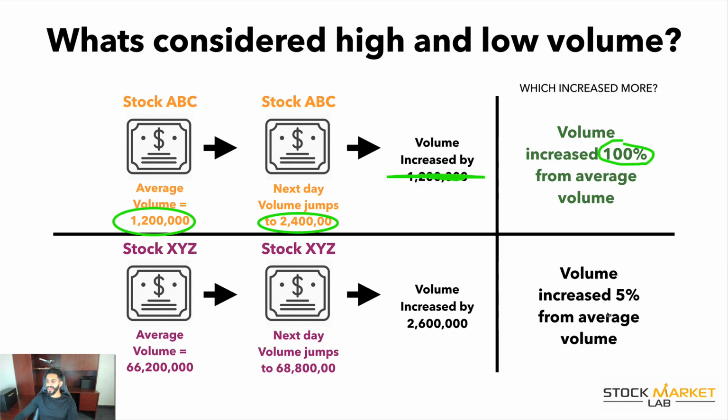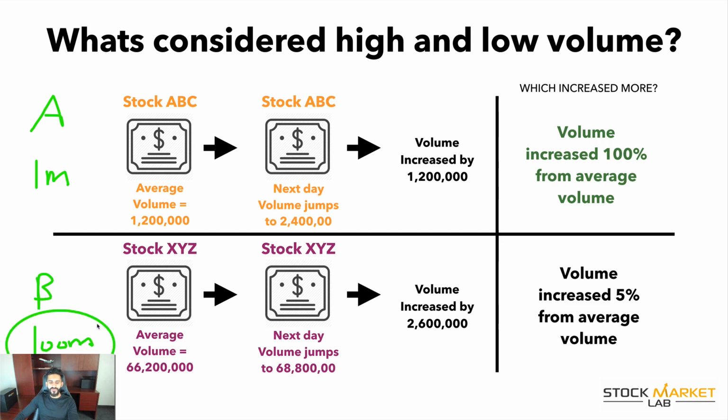Stock XYZ increased only by 5%. Yes, it looks like it increased a lot by the numbers, but you have to understand every stock in the market is going to have different average volume. Now, if you're trading, let's say, stock A and you're trading stock B, stock A's average volume might just be 1 million a day. Stock B's average volume might be 100 million, right? Looking at what increased the volume depends on the average volume, right? So the average volume matters more than just looking at the number it increased by.